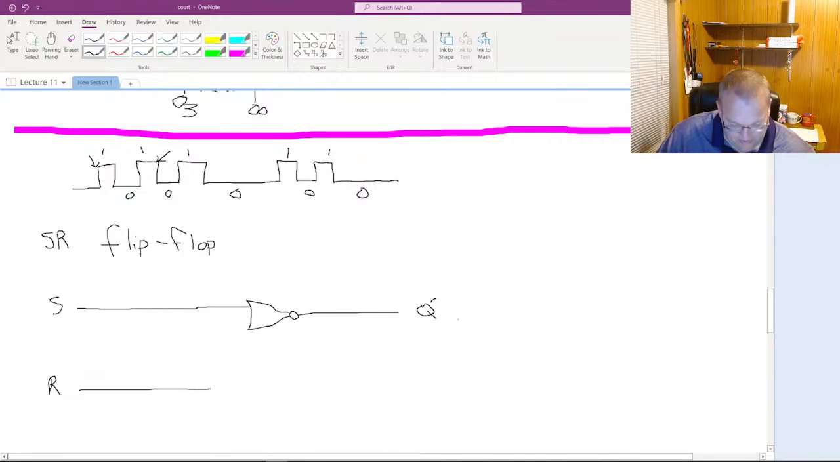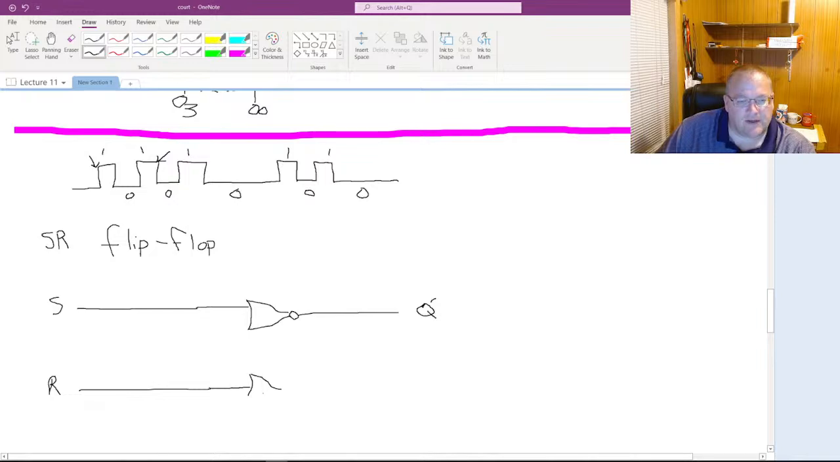What Q represents is the current state. So Q represents the current state. And the reason why we use the letter Q actually has to do with other algorithms and other things. So we can talk about that later.